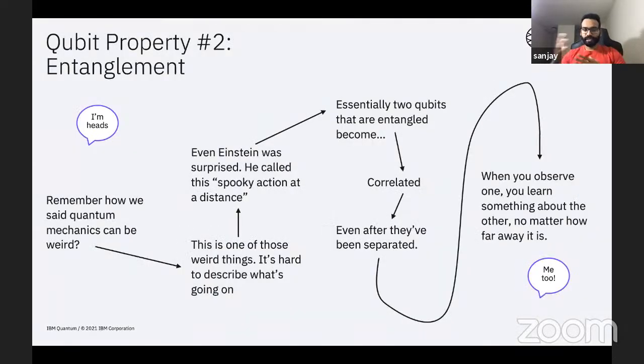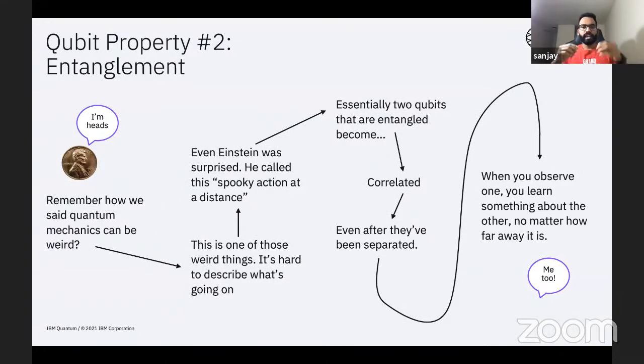So let's talk about another property that is very important, and that's all the fundamentals of quantum computing: entanglement. There's one coin which says that I am head. But remember how we said quantum mechanics can be weird? This is one of the weirdest things. It is hard to describe what's going on in entanglement, but let's try to understand it. Even Einstein was surprised, and he called this spooky action at a distance. Especially, we have two qubits that are entangled and become correlated to each other.